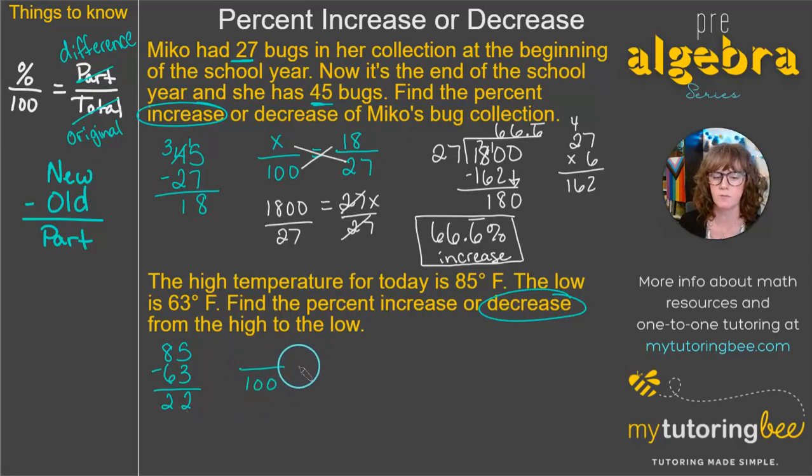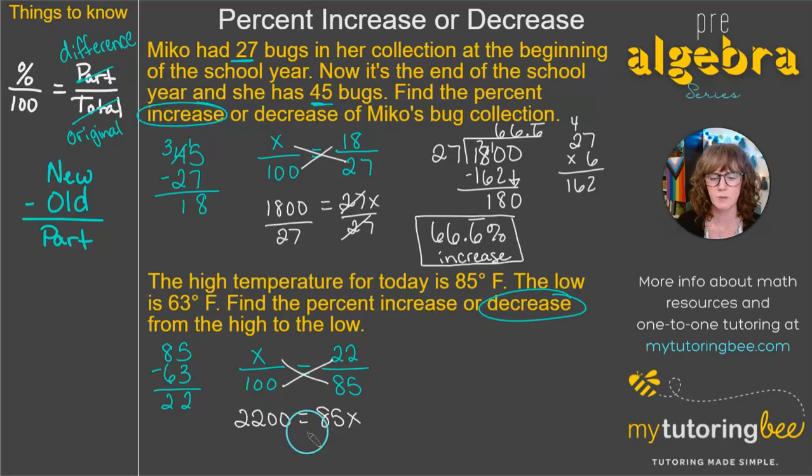We've got the first fraction over 100 and then the second fraction. Now our difference is going to be the numerator, and our original number, 85, is going to be the denominator. And then again, we're trying to find the percentage, so that's where our variable goes because we don't know what that percentage is yet. And then let's go ahead and cross multiply. So we've got 2,200 equals 85x.